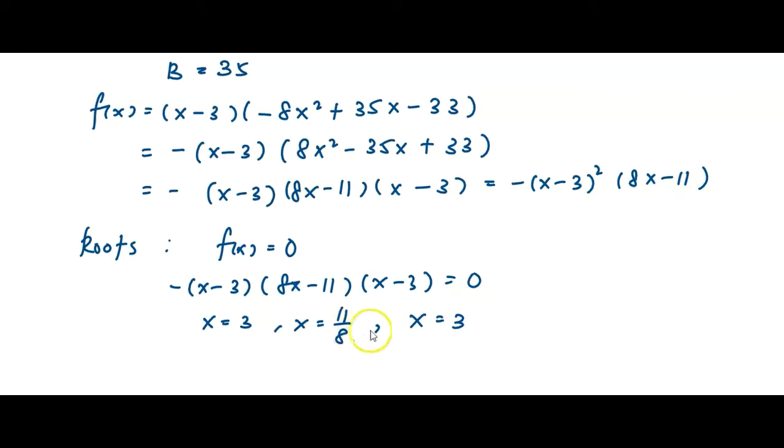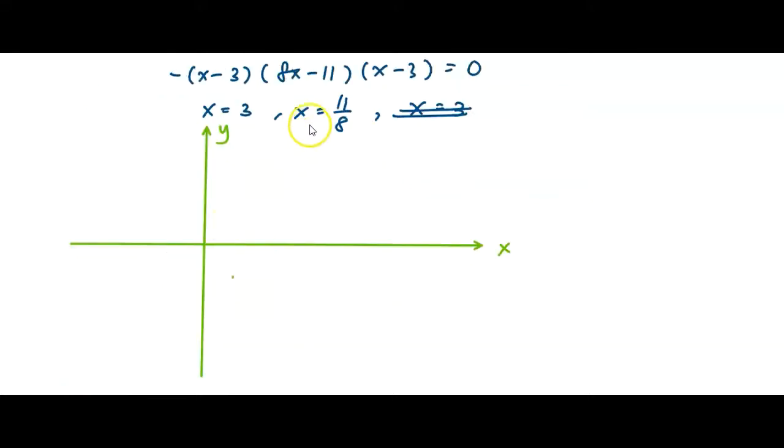Okay, then actually we got the two roots. One is x equals 3. The other one is x equals 11 over 8. 11 over 8 roughly will be 1.4. So we will plot at 1. This is 1 unit. Okay, 2, 1.4 maybe roughly will be here. So I plot my point here. That is my 11 over 8. And the 3 will be here. Okay, so the graph will pass through these two points.